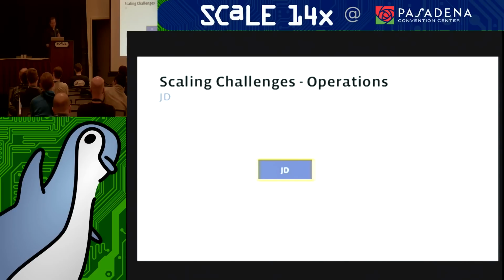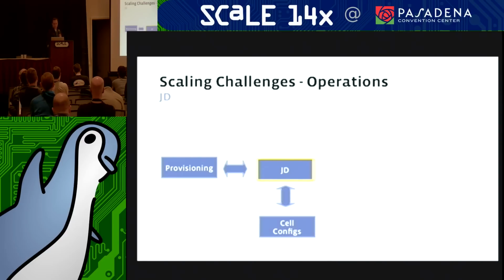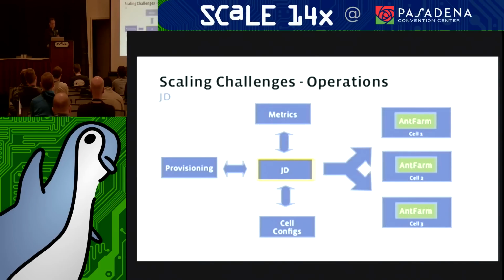So JD was created, and it's designed to basically be as AntFarm is to hosts, JD is to clusters. And it does things like provisioning. It'll shepherd machines through the provisioning process. It'll actually create the initial cell configs. And it's going to hand things off to AntFarm to actually go create the clusters.